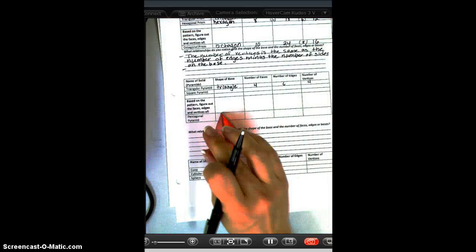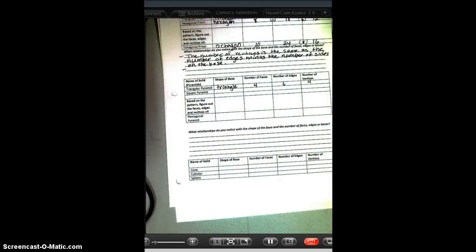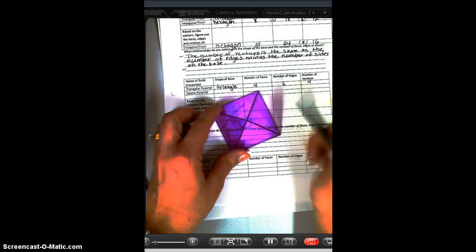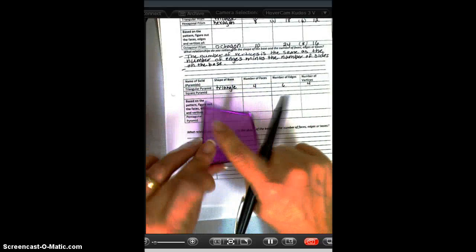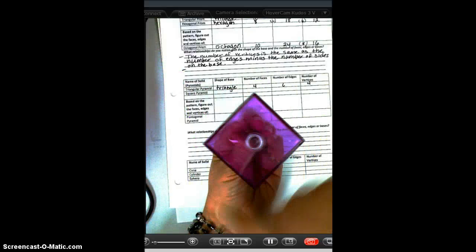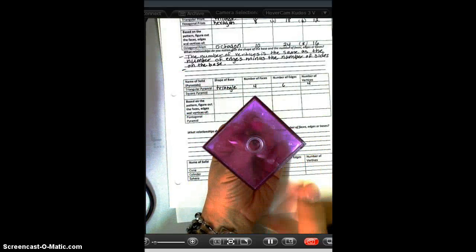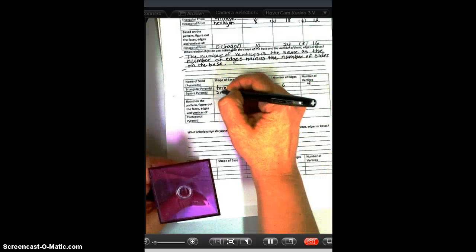A square pyramid, that's the one I grabbed earlier, and we know that this is the base because the sides on a pyramid must all be triangles, so the base must be this square right here. So the shape of the base is the square.